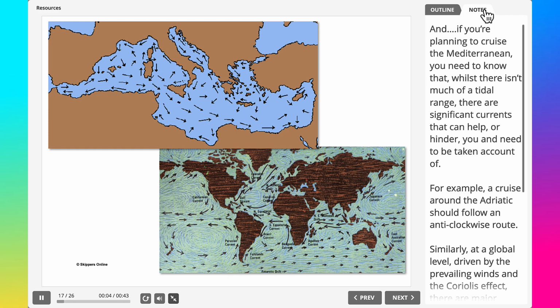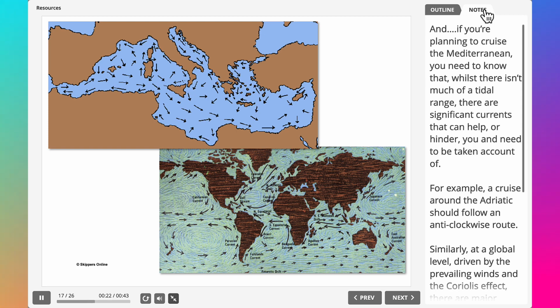And if you're planning to cruise the Mediterranean, you need to know that whilst there isn't much of a tidal range, there are significant currents that can help or hinder you and need to be taken account of. For example, a cruise around the Adriatic should follow an anti-clockwise route.